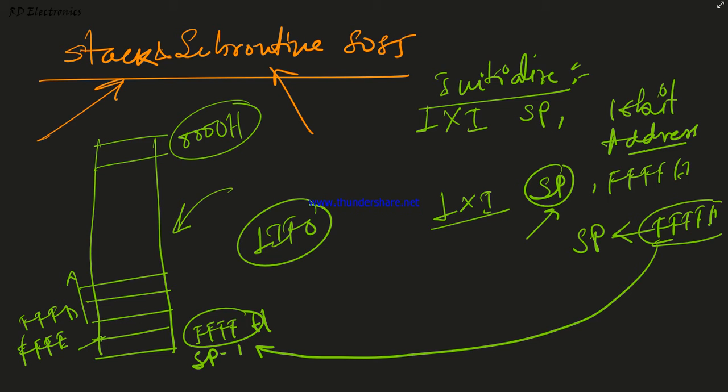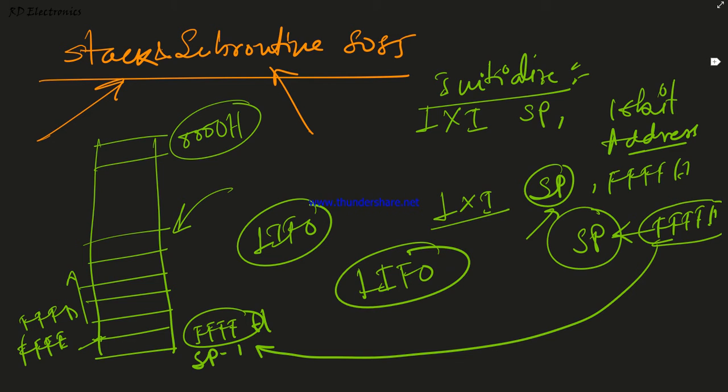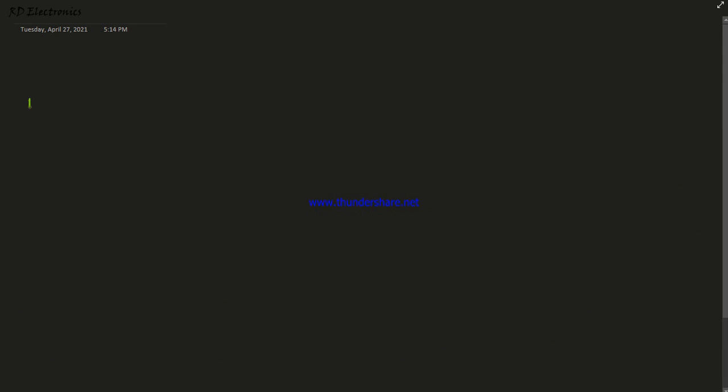Last in first out means the data which is entered last in the insert operation, when we retrieve the data, comes out first. So this is the LIFO principle. There are many principles available like FIFO, but the stack principle is LIFO. The last number stored in the stack will come out first when we retrieve data from the stack. So first of all, this is the initialization of the stack pointer. This is very important.